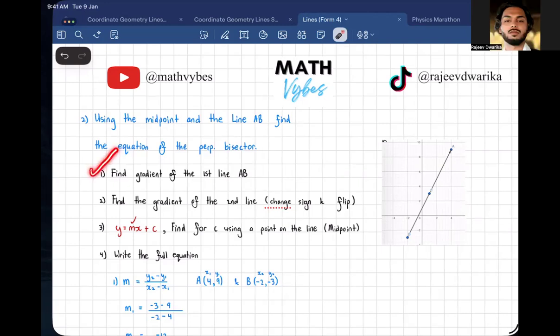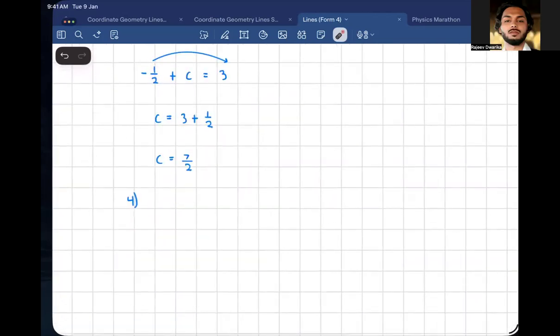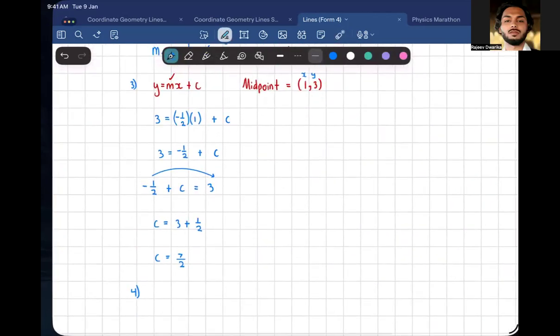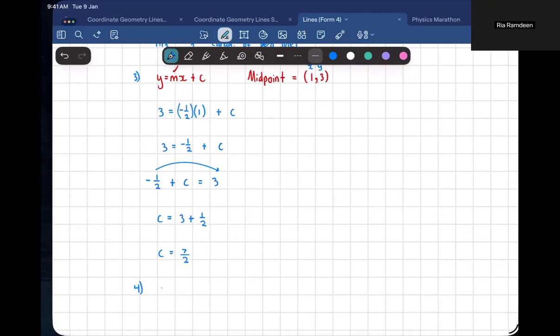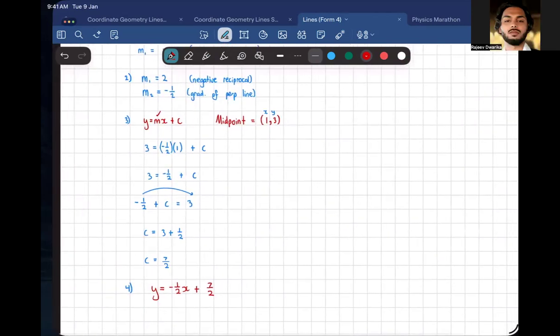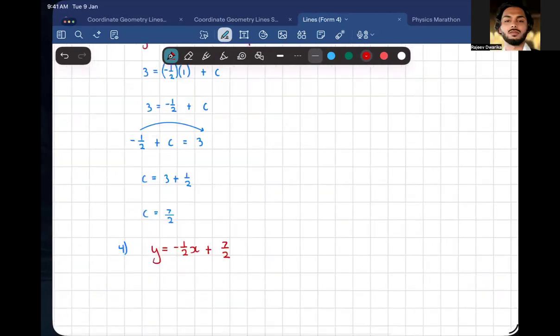So we found the gradient of the first line, right? We found the gradient of the second line. We found c, right? And now we just had to write the full equation. So what is the full equation? Y is equal to negative a half x plus 7 over 2. That's it. Yep.